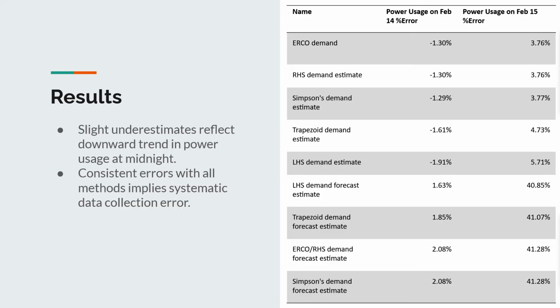For our results, you can see on the right-hand side that on the 14th, all of our numbers are pretty well in line, about a 1 or 2% difference. There is a slight downward trend in power because at night people generally use less power. But then when you go into the 15th, you can see our error starts to skyrocket due to the overdemand based on not having a blackout, but having a blackout caused the demand forecast to be completely off. But the error is all still consistent, and that implies that there was a data collection error, not an actual error in the estimates.